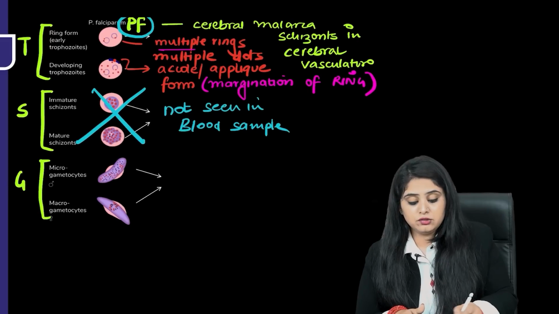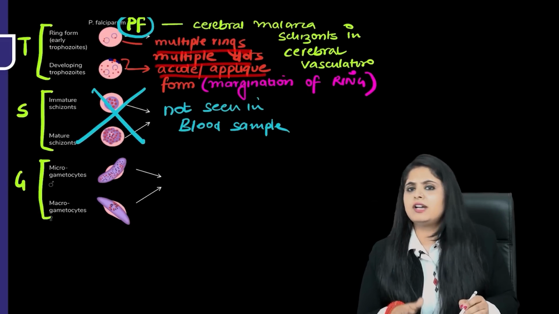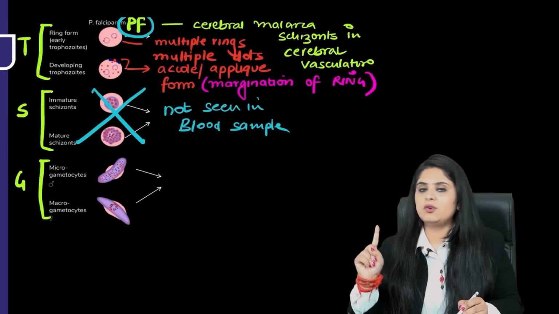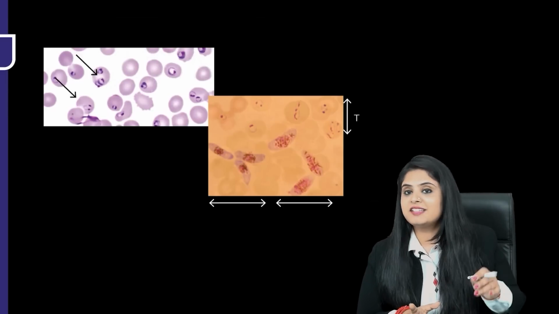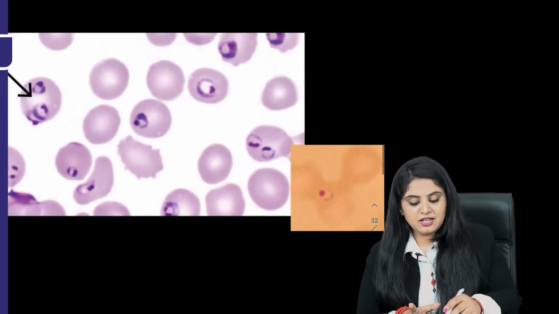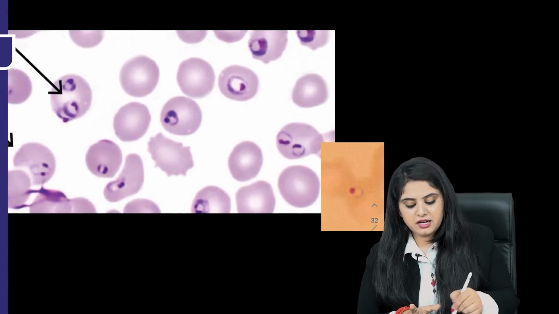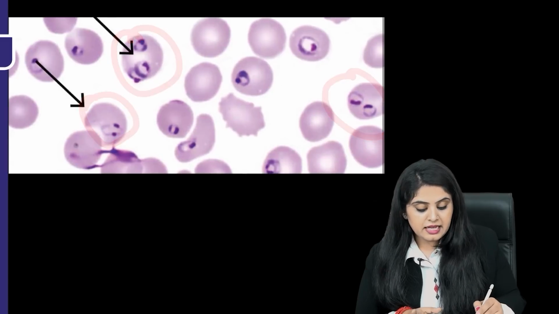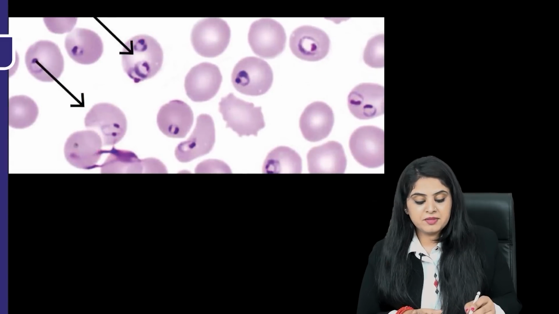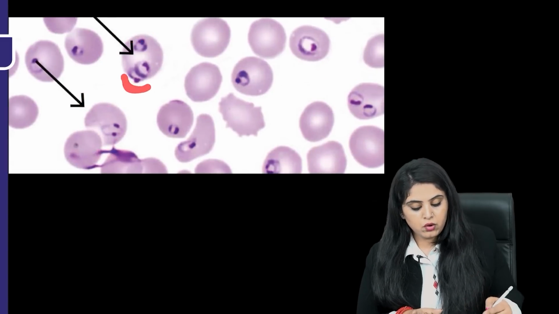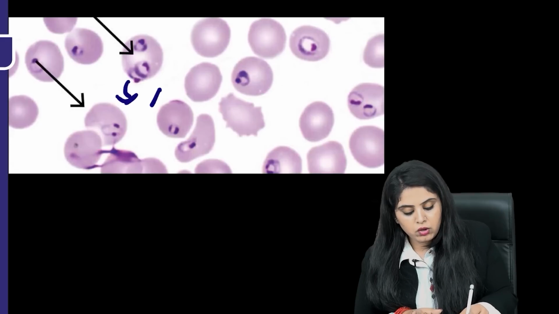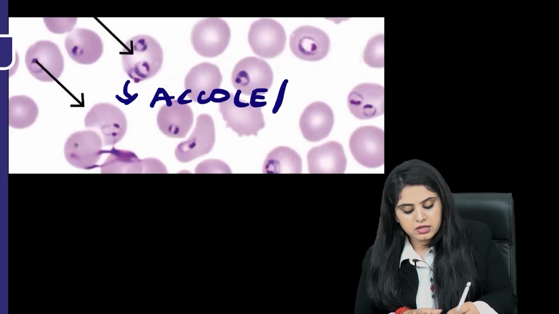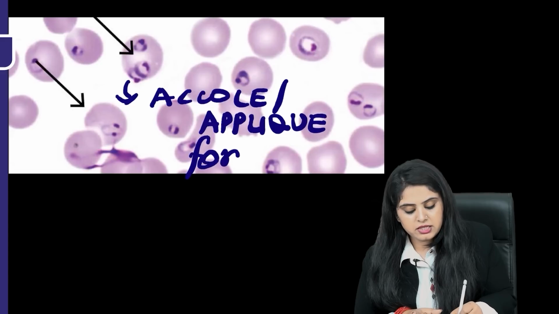So remember, there are lots of rings, lots of dots, and apart from that, some rings got angry like a relative and went inside in the corner. Do you want to actually see the same thing that I've taught you? Look at this. Are you seeing multiple rings in every RBC? Of course, lots, 2-3 of them. And are you also seeing multiple dots? Can you see two dots everywhere? Yes. But can you see one ring is sitting at the corner? This must be that accole or applique form that I'm talking about, that marginated angry relative.